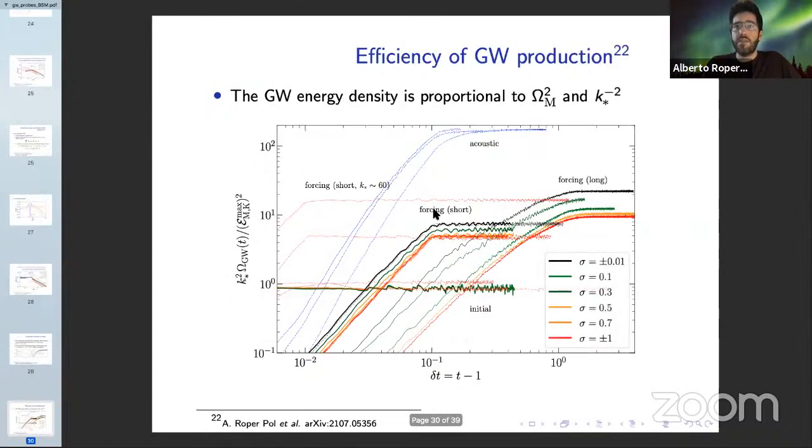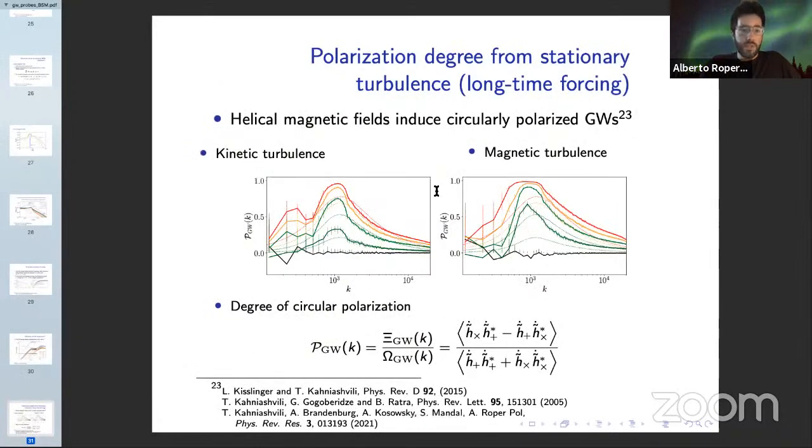And I will skip this part and go into the polarization. So we expect that helical magnetic fields will be inducing circularly polarized gravitational waves. And we can define the ratio between this antisymmetric spectrum to the energy density, and we computed in this previous paper the polarization of kinetic turbulence versus magnetic turbulence.